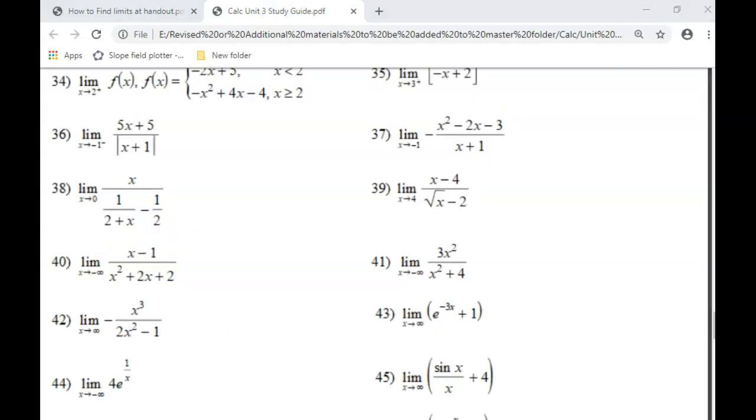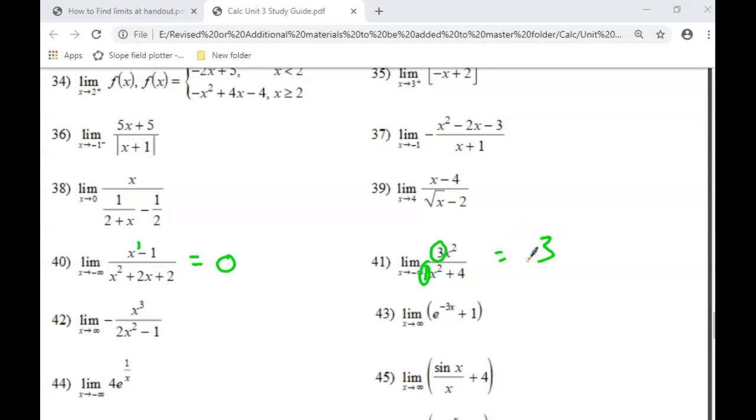Now in this case, you guys can see that we have a polynomial over a polynomial. The top power is less than the bottom power. That limit's going to be 0. We're done. You don't need to do anything else there. Let's take a look at number 41. In this case, it's a polynomial over a polynomial. The powers are equal. In this case, it's going to be a ratio of the coefficients. So the answer is 3.